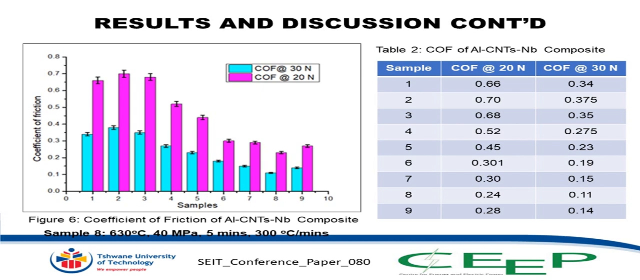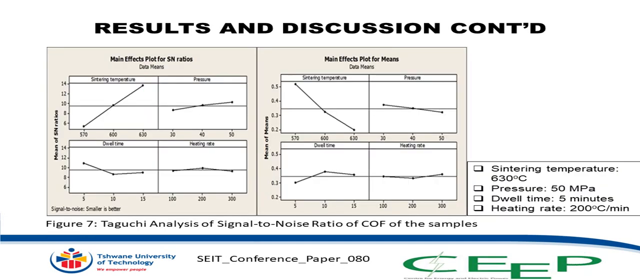There is a common trend here. The trend is that when the applied pressure increases, the coefficient of friction decreases. This is because increased force tends to increase the heat generated by the sample, which tends to soften the material and reduce the coefficient of friction.